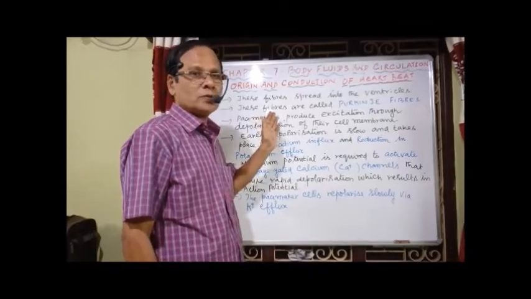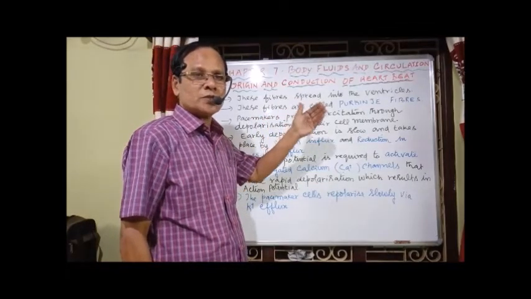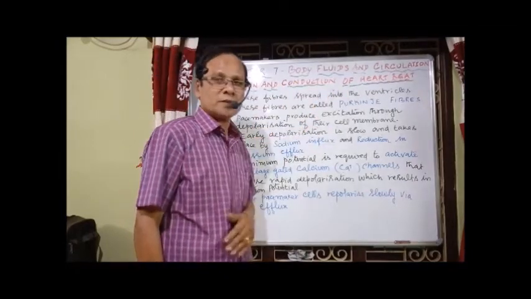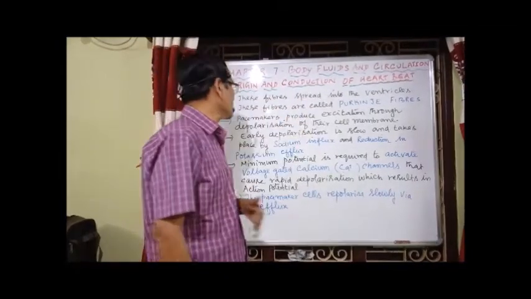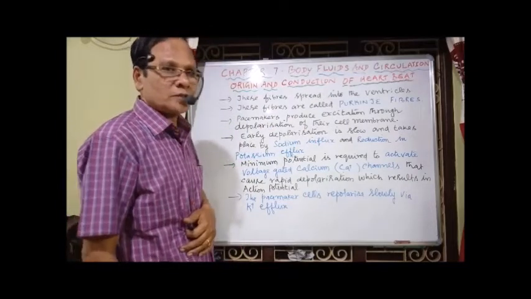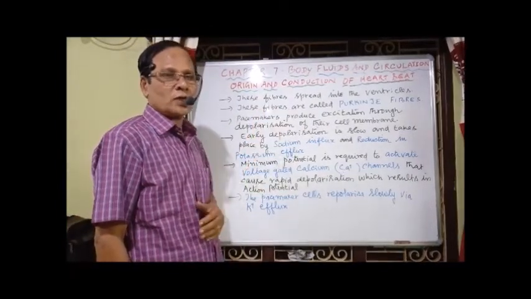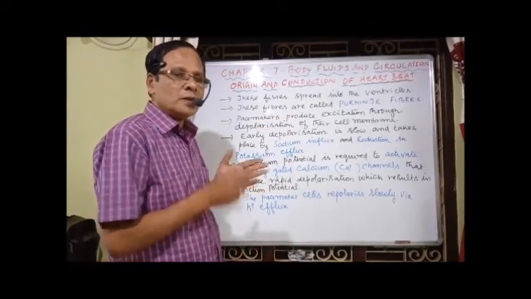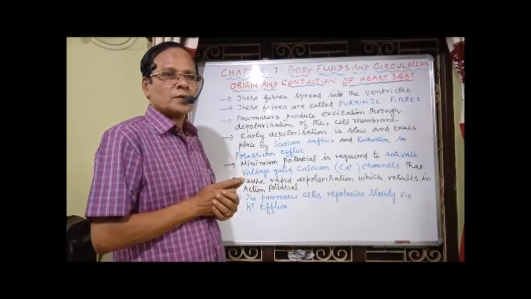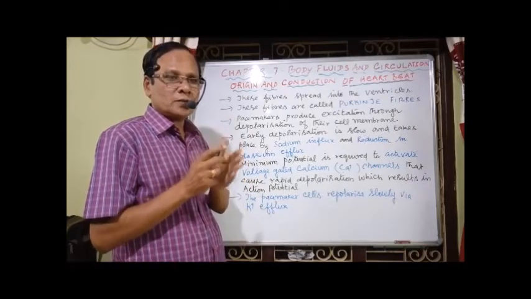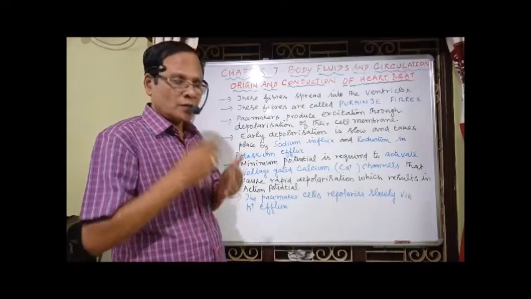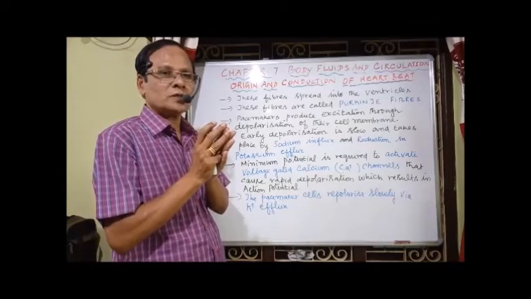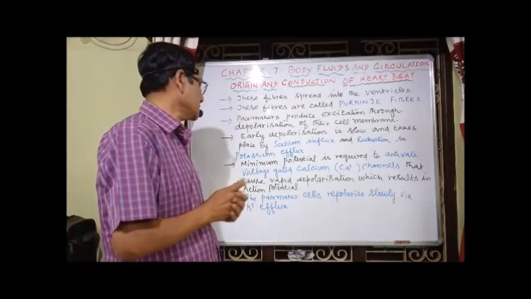Now I mentioned that the bundle of His branches into fibers. These fibers spread into the ventricles, and they are called Purkinje fibers. Normally, the pacemakers produce excitation. How? Through the depolarization of their membrane. The early depolarization is slow. This depolarization is because of sodium influx and reduction in potassium efflux, so that the net charge inside is positive, and we have depolarization.